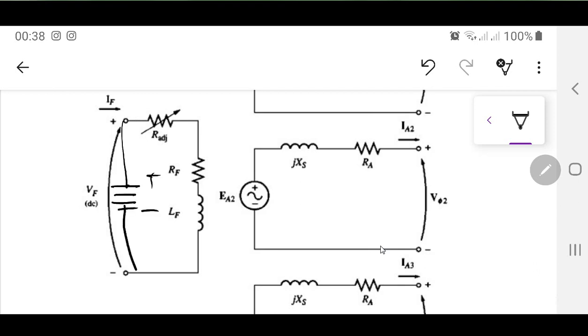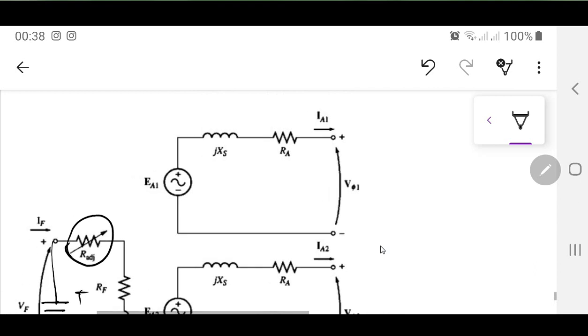So this is going to be that DC supply. This is the adjustment resistance, just like you are going to control it. If you have done the DC machine experiments in the lab, you are fully aware that by changing this R adjustment resistance, the field current changes. When the field current changes, the flux changes.